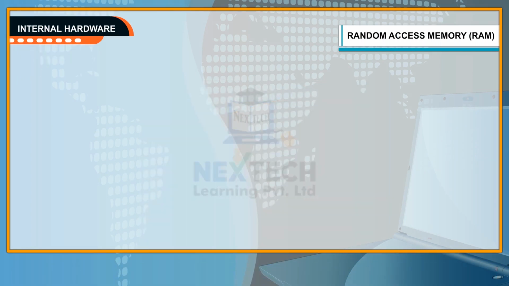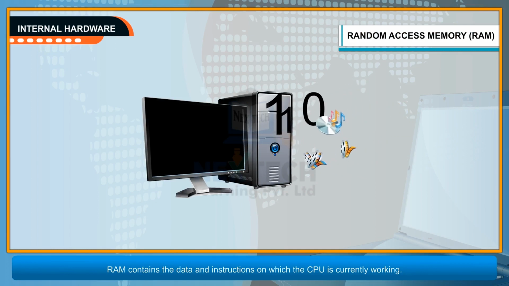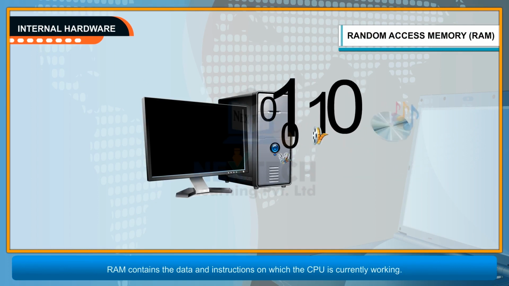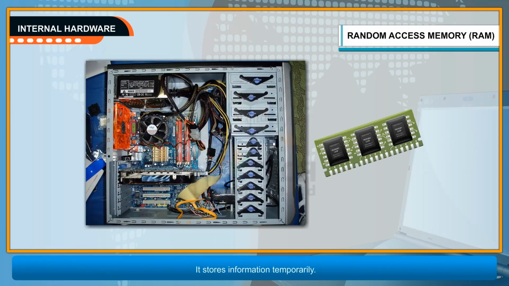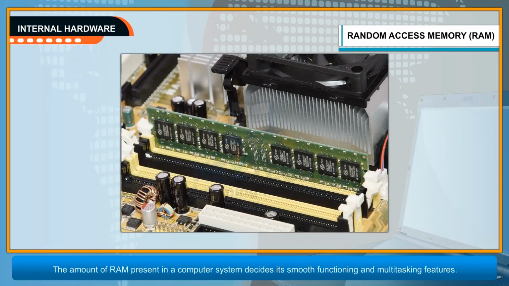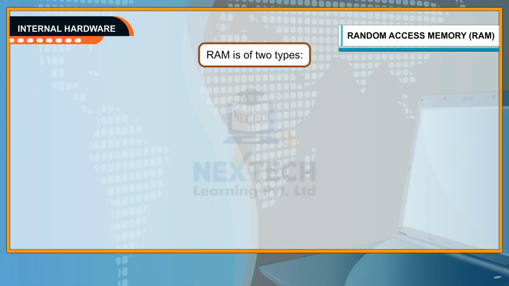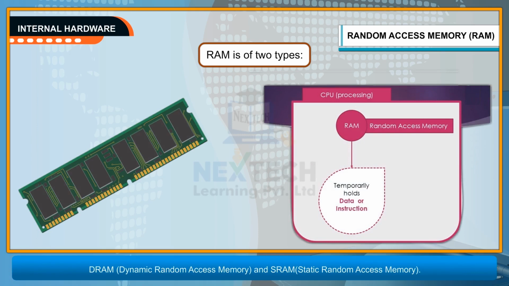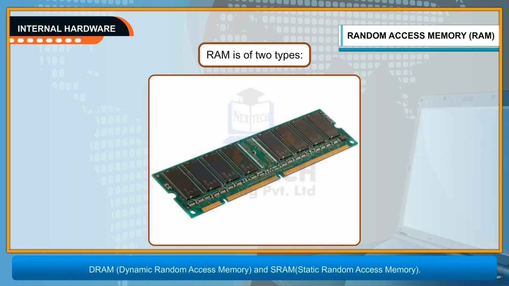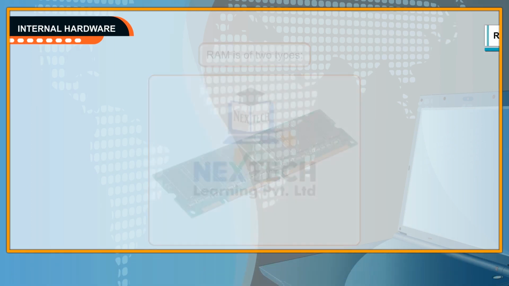Random Access Memory, RAM. RAM contains the data and instructions on which the CPU is currently working. It stores information temporarily. It is volatile in nature. That means the information stored in this memory gets erased the time a computer is turned off. The amount of RAM present in a computer system decides its smooth functioning and multitasking features. There are mainly two types of RAMs: DRAM, Dynamic Random Access Memory, and SRAM, Static Random Access Memory.